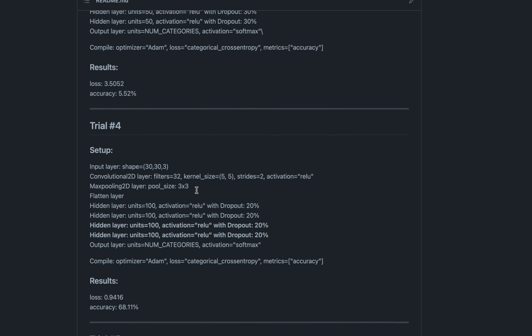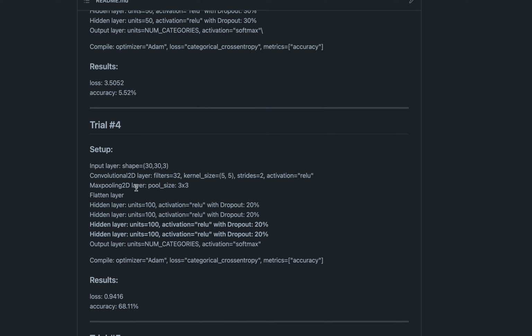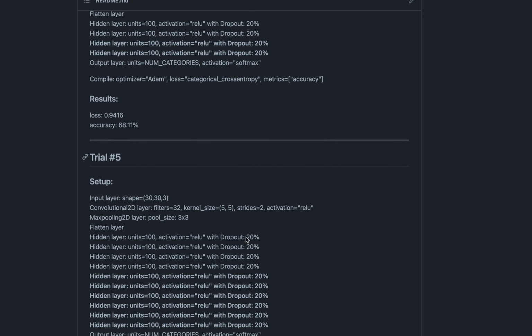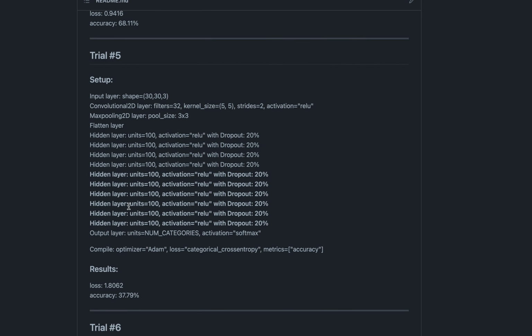For my next trial, I removed those convolutional and max pooling layers, and instead I added more hidden layers. I also changed the number of units, and I set a dropout of 20% per layer. For this setup, the results were pretty good: 0.9 in loss and an accuracy of 68%. Still not good enough.